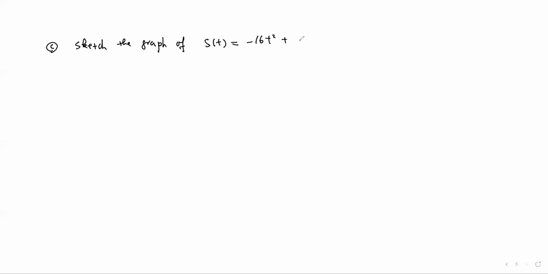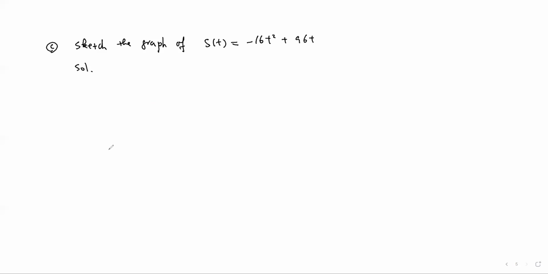You can use your graphing calculator to do this part, but I don't have a graphing calculator. But I know that this is a polynomial in t. The graph of a polynomial of degree 2, a quadratic polynomial, is a parabola. Because the leading coefficient, negative 16, is negative, this parabola opens downward.